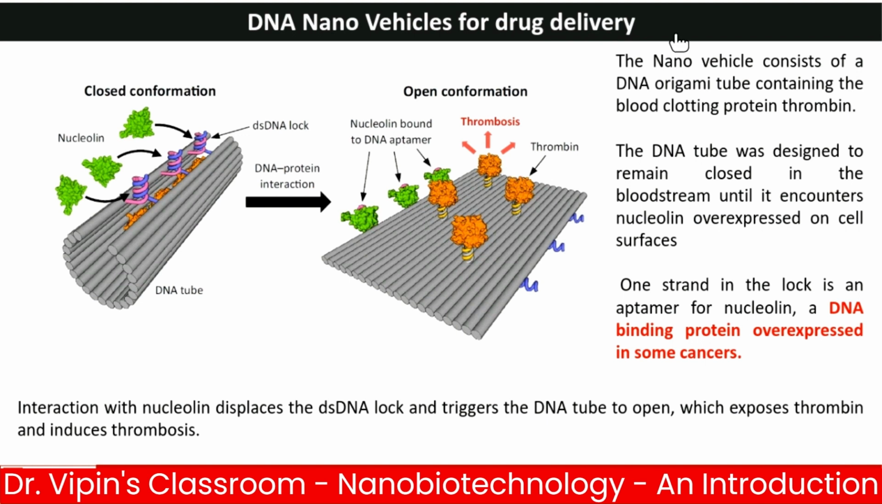The nanovehicle consists of a DNA origami tube containing the blood clotting protein thrombin. The DNA tube was designed to remain closed in the bloodstream until it encounters nucleolin overexpressed on cell surfaces, specifically cancer cell surfaces. One strand in the lock is an aptamer for nucleolin. So when nucleolin comes around, the lock unwinds and binds to nucleolin, resulting in opening of your nanovehicle and exposure of thrombin. And then, of course, thrombin takes over and performs the function. It would specifically trigger the lysis of the cells. That's what it would do, right?